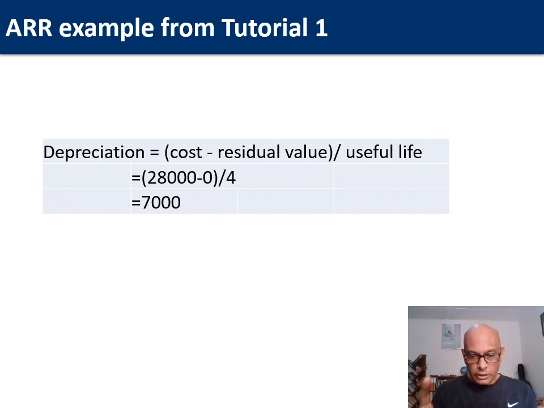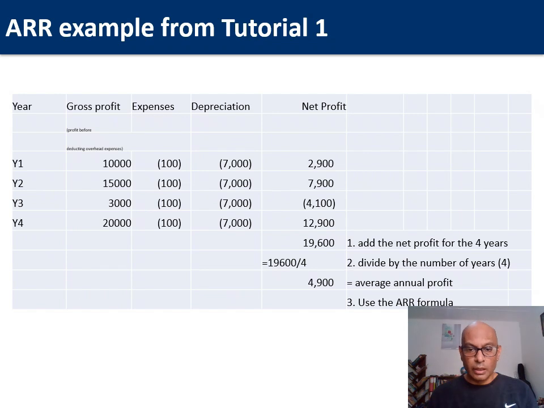Now we've got the depreciation, so now we are going to fill in our format. So this is our format: year, gross profit, expenses, depreciation, and the net profit. We put the values given in the question. Very easy. You just put the values, write year 1, 2, 3, 4. Put the values given in the question. And in addition to that, every year you deduct depreciation, 7,000, and then you get the final value, which is the net profit.